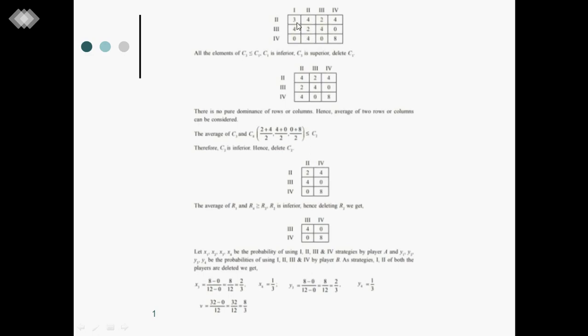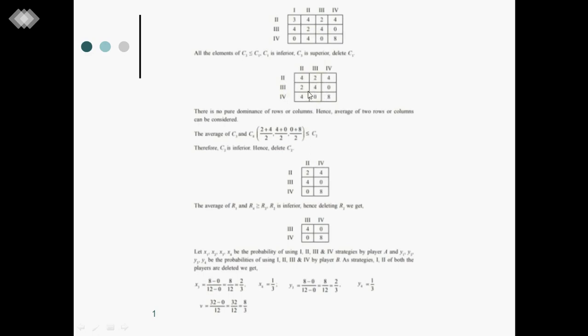Because instead of losing 3, 4, 0, he prefers to lose 2, 4, 0. All the elements you have to see, maybe equal, lesser than or equal: 2 is lesser than or equal to 3, 4 is equal to 4, 0 equals 0. Hence column 3 dominates column 1, so delete column 1. It is written here. Then 4, 2, 4, 2, 4, 0, then 4, 0, 8. So now it is reduced to a 3 cross 3 matrix, 3 rows and 3 columns with the appropriate strategies.